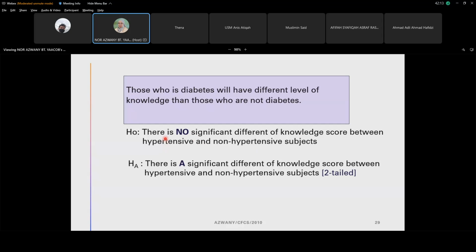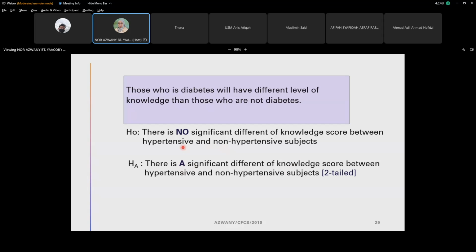You cannot just say that. Sometimes a student writes no different, no different of knowledge among hypertension. That is not really correct. So make sure you write it correctly in terms of there is no significant difference of what? Of knowledge score. Between who? Then you have to specify between this and this. Okay, you cannot just say among hypertension and so on.